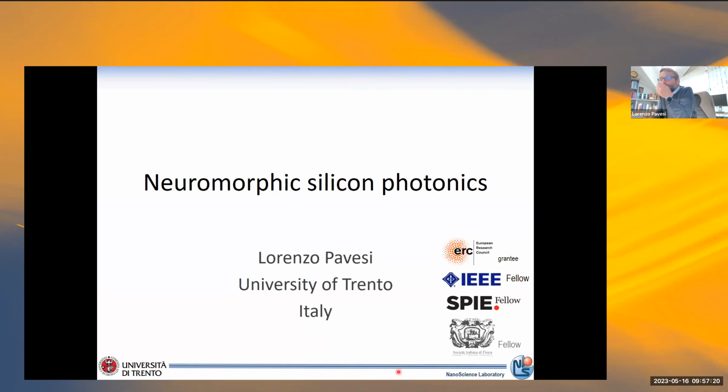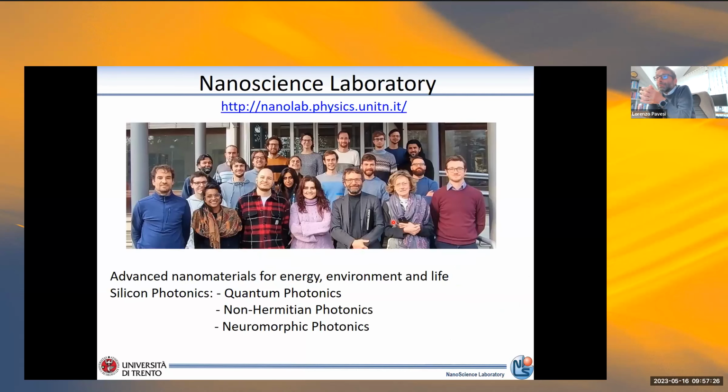I'm coming from the University of Trento in Italy, and I'm leading a group called the Nanoscience Laboratory, and we are working essentially on two different topics. One is advanced nanomaterials for energy, environment, and life. The second topic is silicon photonics, where we are working on quantum photonics and non-Hermitian photonics in a way very similar to what Patrice was saying before, even though we are working on integrated photonics and not on flat surfaces. And then we are also working on neuromorphic photonics.